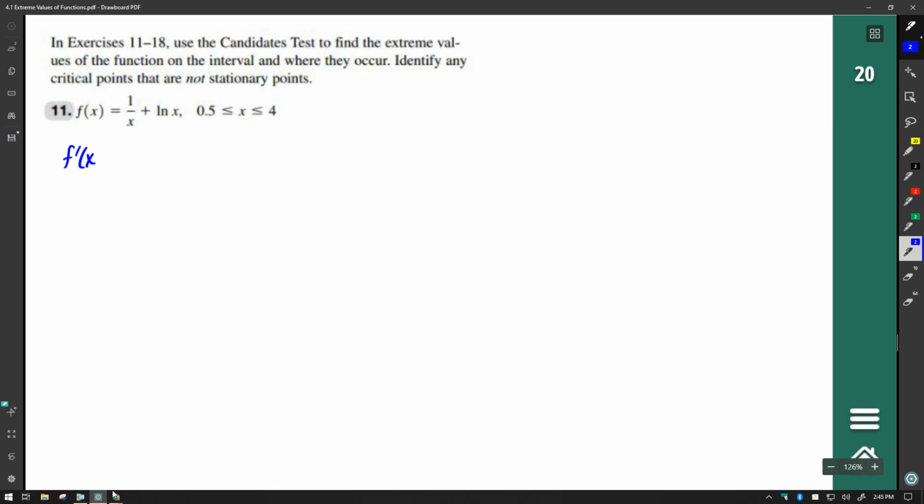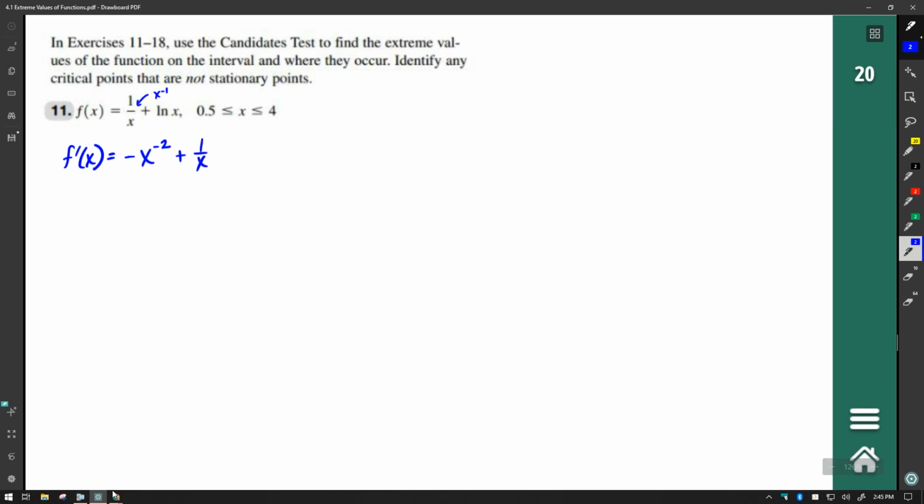So f prime of x is equal to this 1 over x, which I'm going to think of as x to the power of -1. So its derivative by the power rule is negative x to the -2nd. And then plus the derivative of natural log of x, which is, of course, 1 over x.